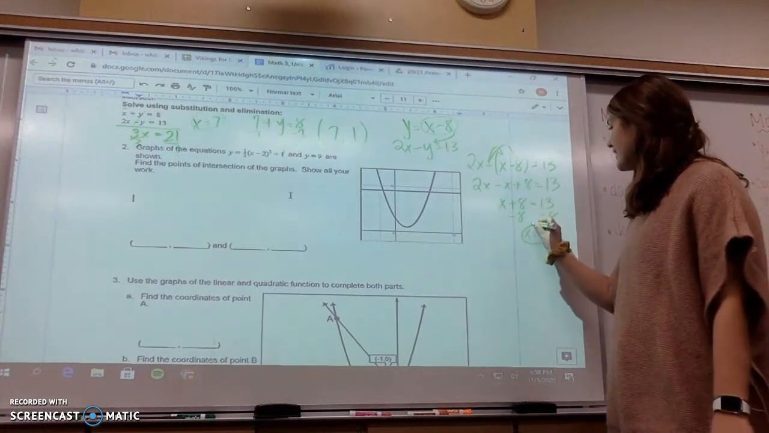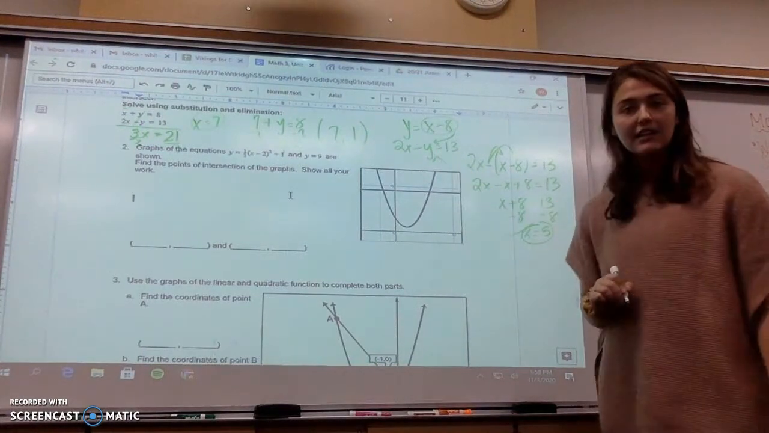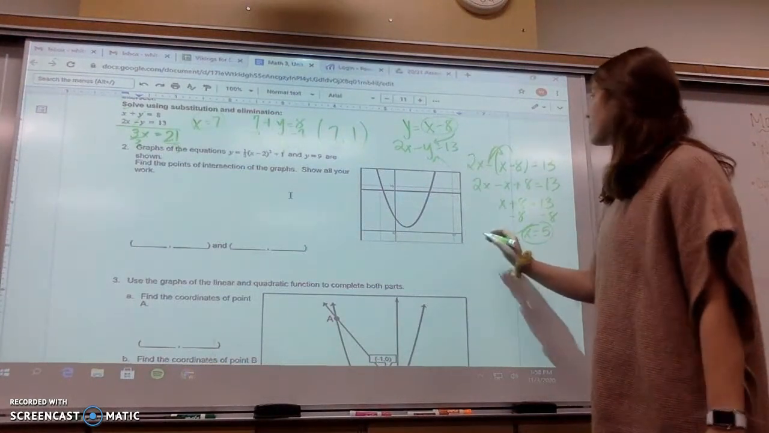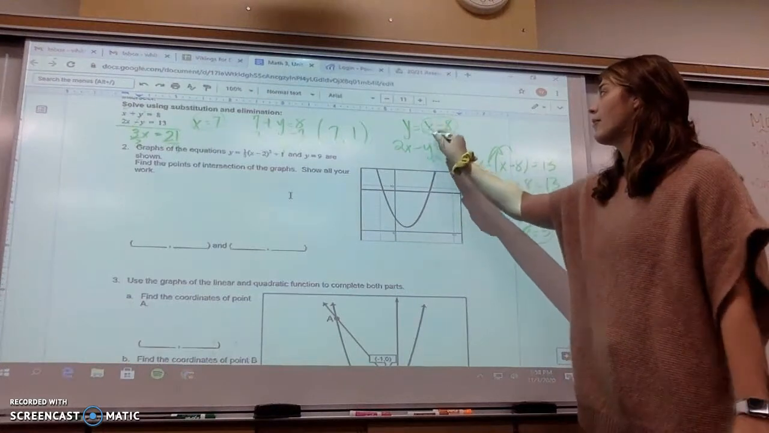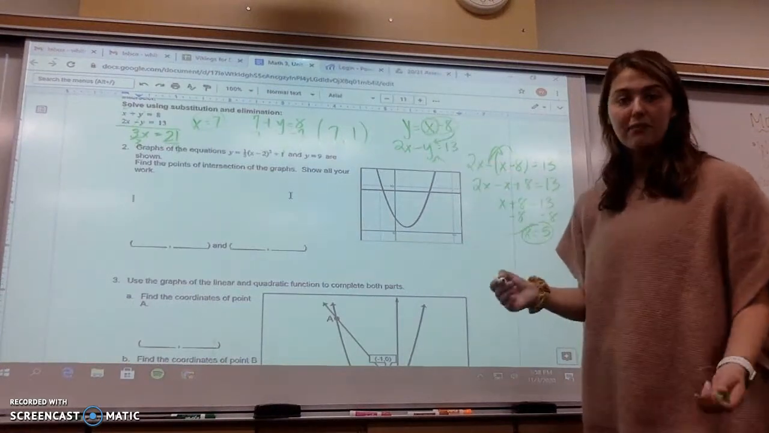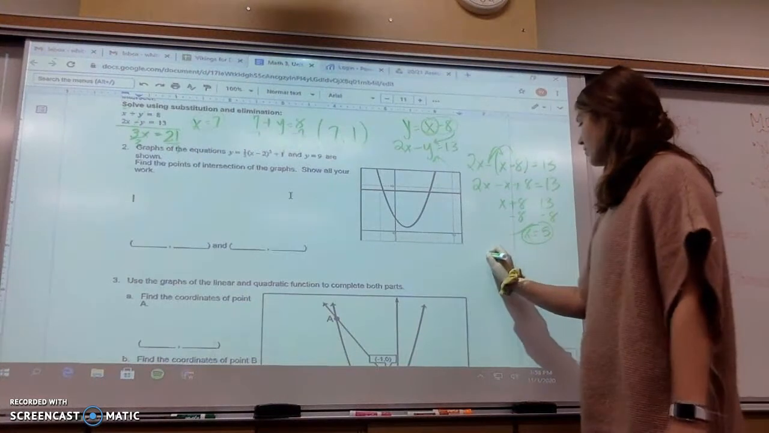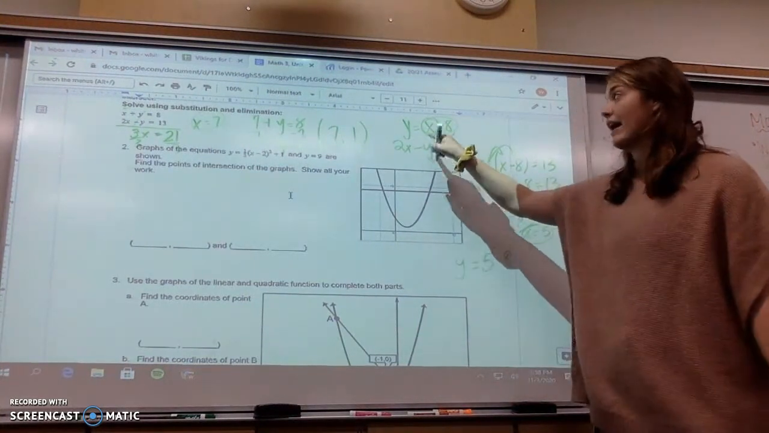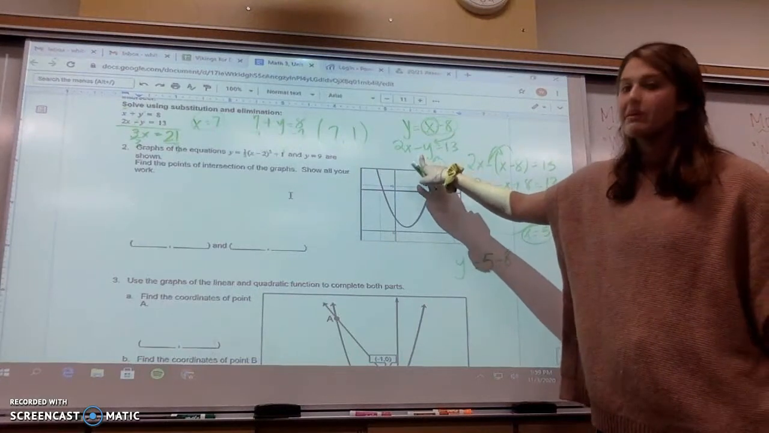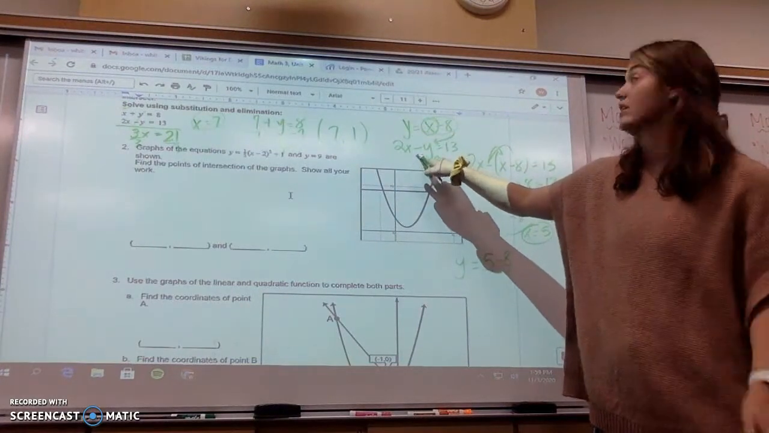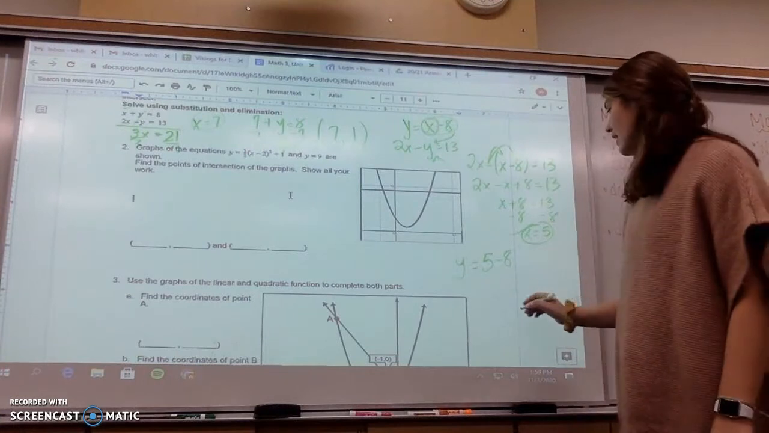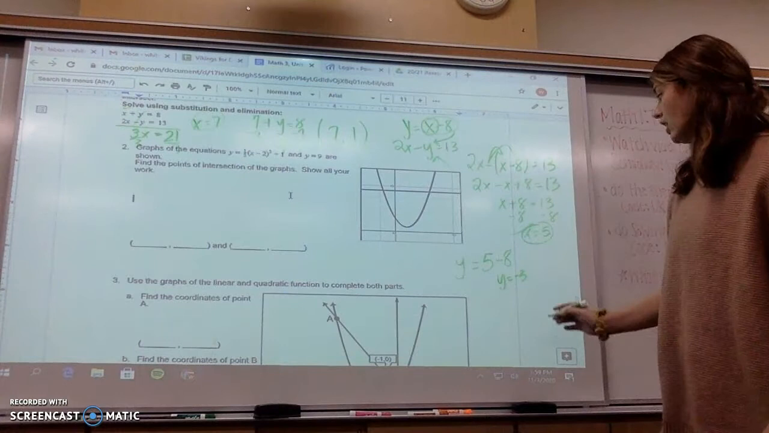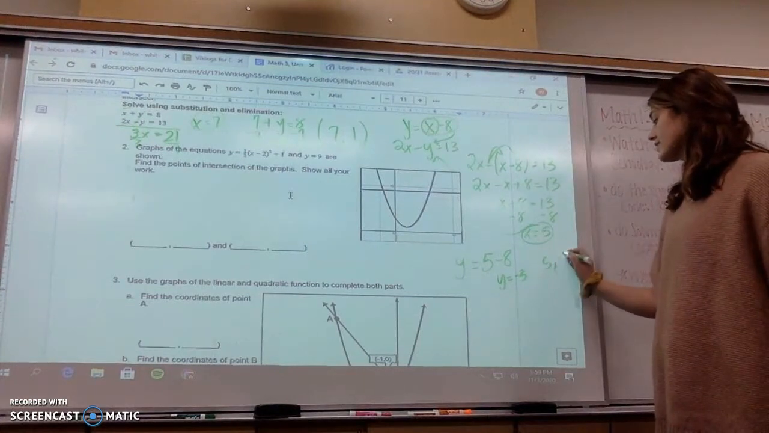Now I have to take that x and plug it into my y. I'm going to plug it into this one up here on the top just because it's the easiest one. So I'm going to go 5 minus 8 is equal to y. It does not matter which x value I plug it in for. Just make sure you plug it into the original equation, either one of those. And 5 minus 8 gives us y is equal to negative 3. So these two lines cross at (5, -3).